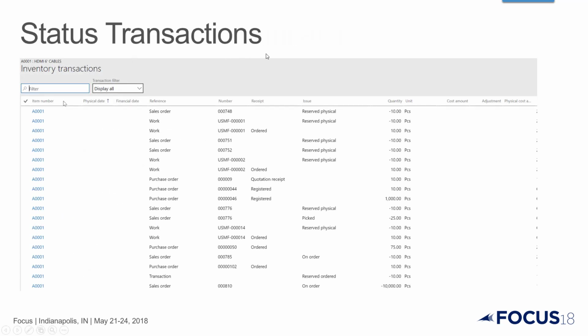So here's an example of these status transactions. So here's like your reserve physical, and that's reserving against an existing inventory. Here's your order transactions. Here's your quotation receipt. Here's registration that says these have come in against these purchase orders. Here's your picked one, and there's a reserved order. So you can see the different transactions, and that's kind of what they look like within the system.